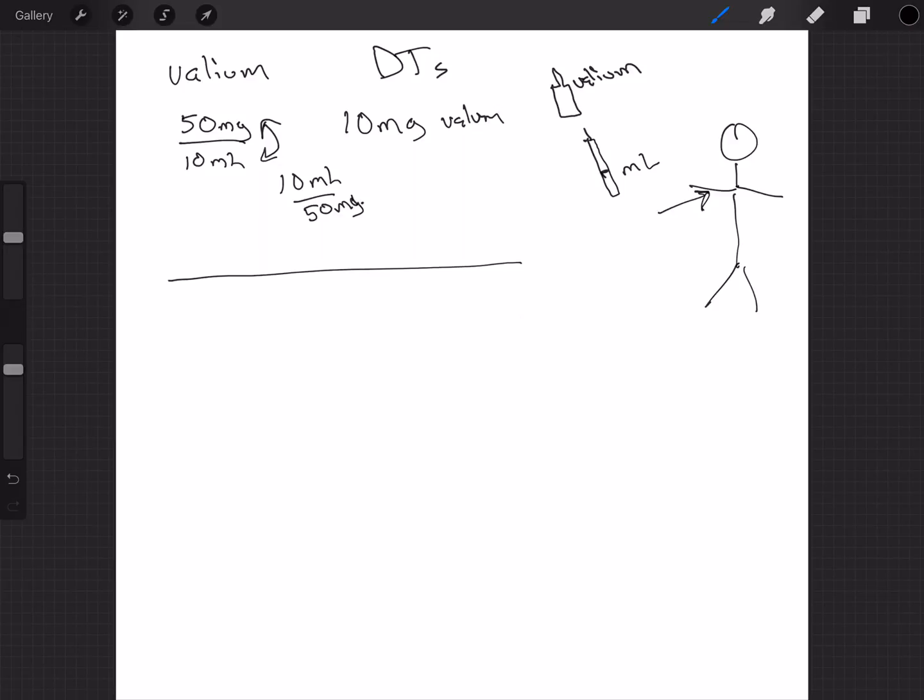So when we do the big line method, we always put the thing we're solving for right up here in this first spot. So we're going to put 10 mLs per 50 milligrams. Big line. Now we want to give 10 milligrams of Valium, and we got milligrams down here, so we're going to put 10 milligrams up here. Cross out our milligrams. So we got 10 times 10 divided by 50. This is going to give us how many milliliters to give.